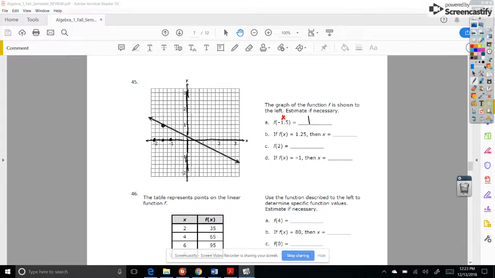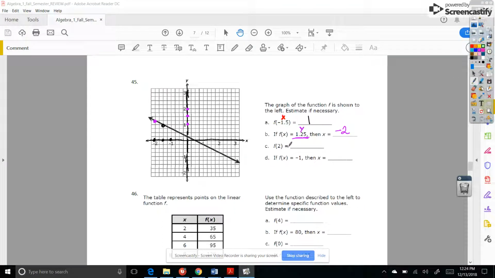Okay, so this is the opposite. This next one is saying if the y value is 1.25, then what is the x value? So let's go to 1.25. 1 is here, 2 is here, 1.5 is here. So 1.25 is here. So what is the x value? Let's trace it over, and that looks like negative 2.